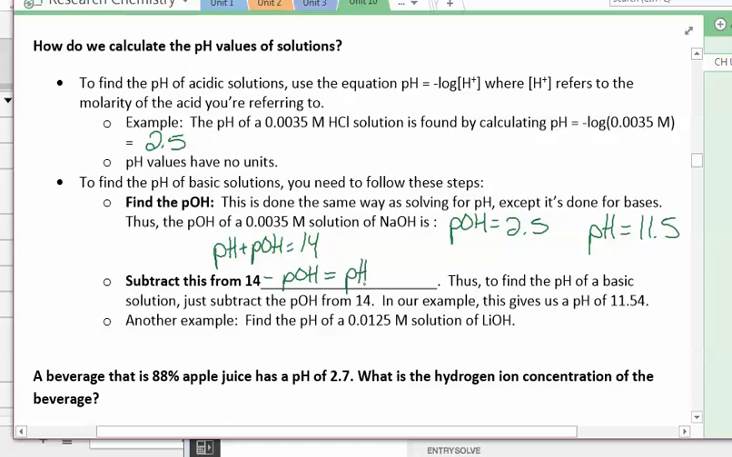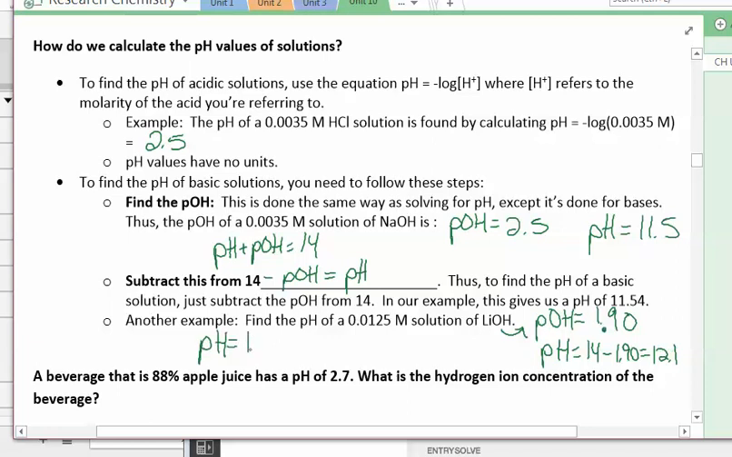So let's look at another one. We have 0.0125 molarity of LiOH. So we're going to plug that into our calculator. Because this is a base, this is going to give us pOH. So our pOH would be negative log. So our pOH is going to be 1.90. So then our pH would be 14 minus 1.90. So it would be 12.1. So the 12.1 would be the pH.